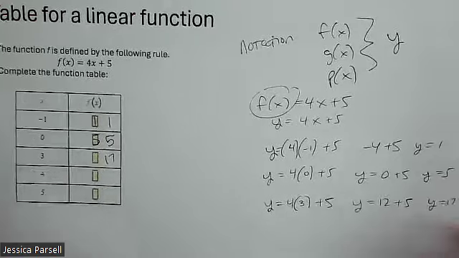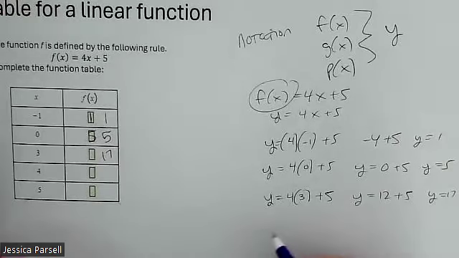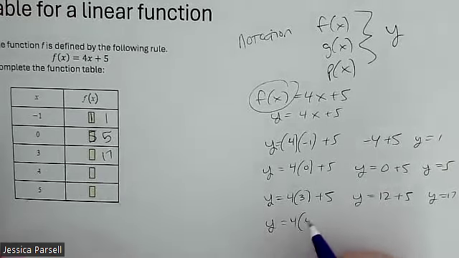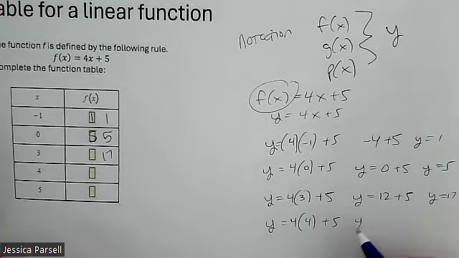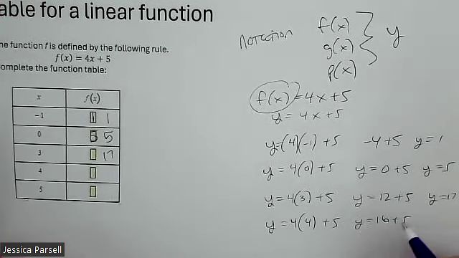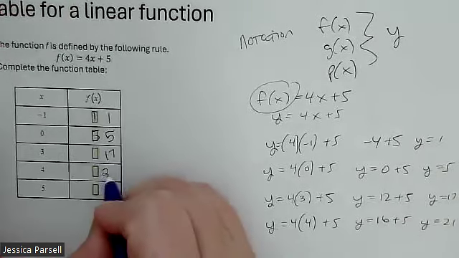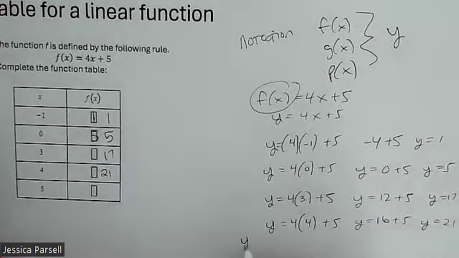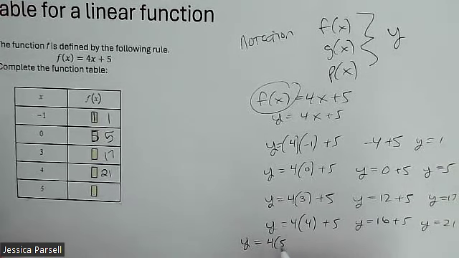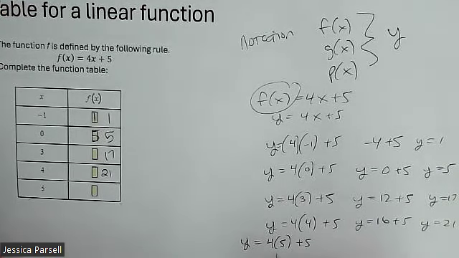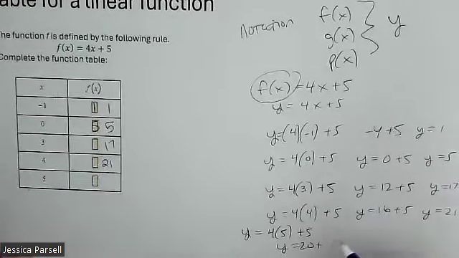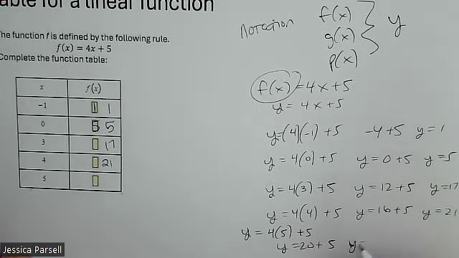Okay, so we're going to just keep going. We're going to put a 4 in there. Y equals 4 times 4 plus 5. That's y equals 16 plus 5. So y equals 21. And we'll put a 5 in there. Y equals 4 times 5 plus 5. Y equals 20 plus 5. So y is equal to 25.